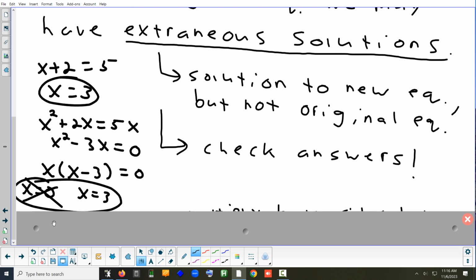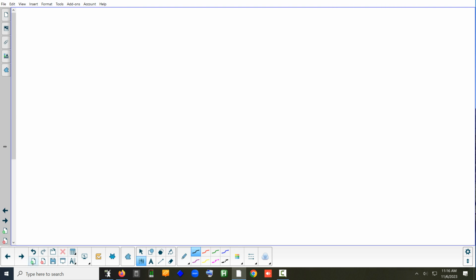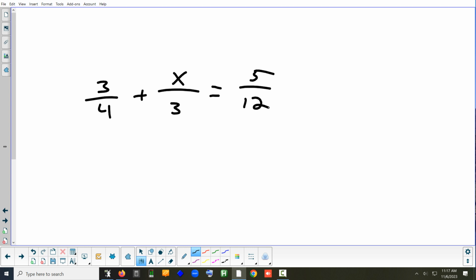All right. So the reason you're going to have to multiply by a variable is because the goal is going to be to get rid of anything that's in the denominator. So let's look at an equation first that's just numbers, and then we'll try it with letters. Let's say we have 3/4 plus x over 3 equals 5/12. And the only thing that really makes that equation a little bit more challenging is all the fractions.